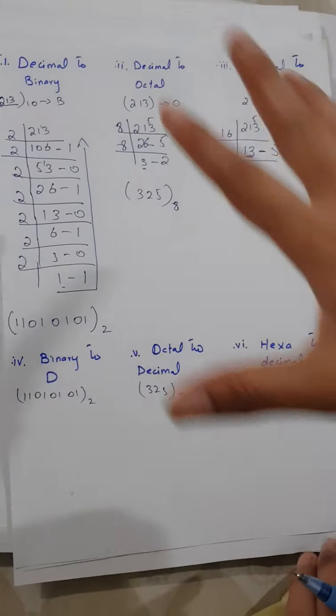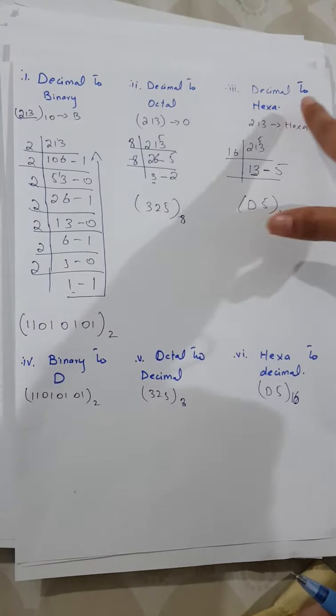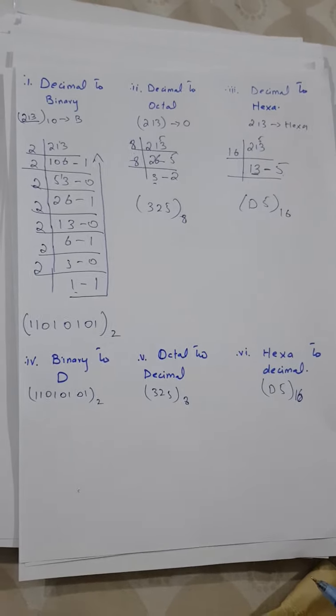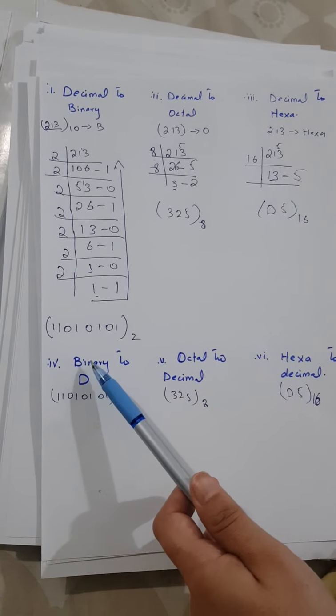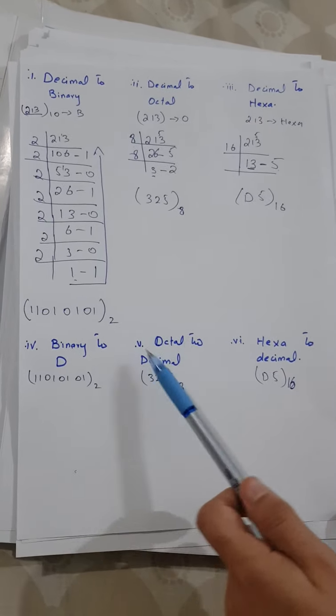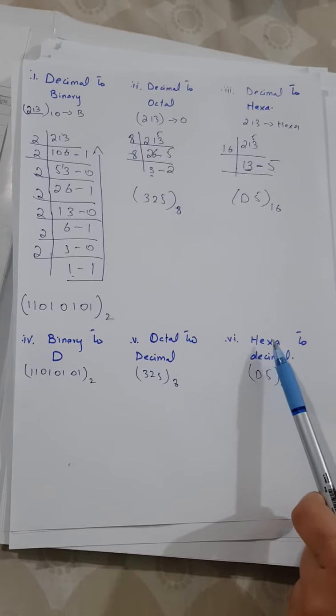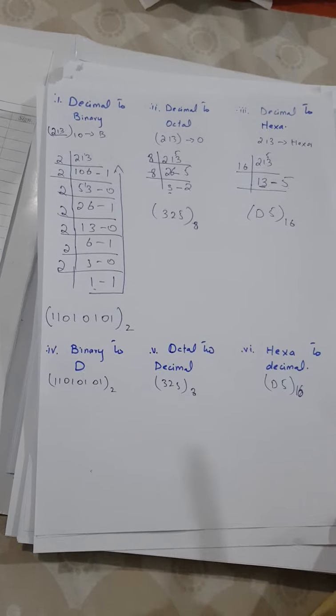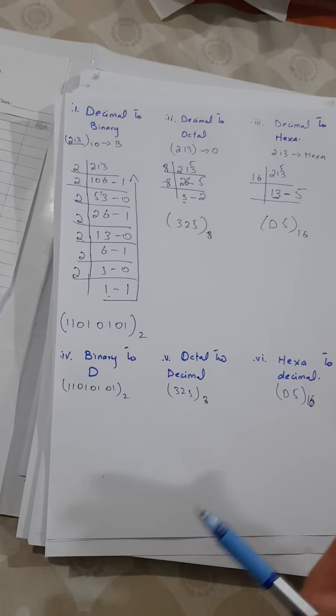Okay, we converted a decimal number to binary, octal, and hexadecimal. Now we will perform the reverse conversion: how to convert a binary number to decimal, how to convert an octal number to decimal, and how to convert a hexadecimal number to decimal. Here again, the bases are involved.